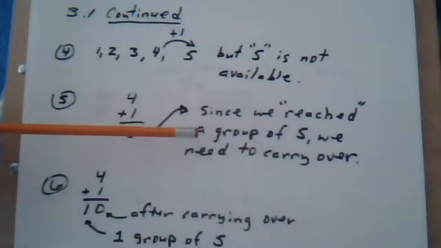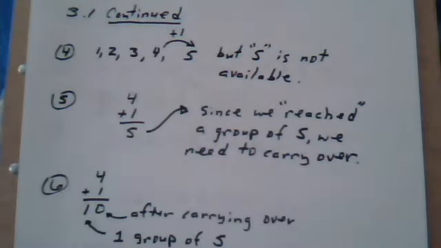Since we reached a group of 5, we need to carry over. So every time you reach a group that names the base, you have to carry over. Since this is base 5 and I reached the 5, I have to carry over. So 4 plus 1, notice it's a 0 because we're going to carry the 5 over. We're going to carry 1 five over. That's why we have a 1 here. One group of 5 was carried over. Since that was all we had, this position gets a 0.